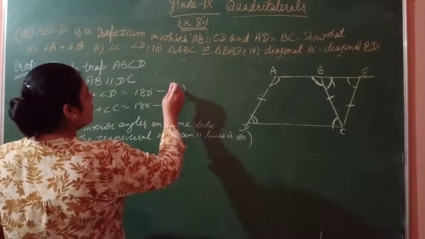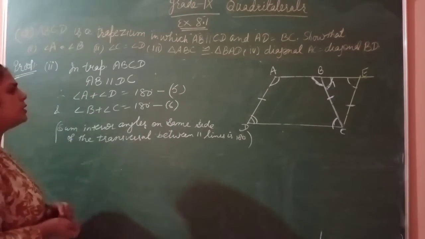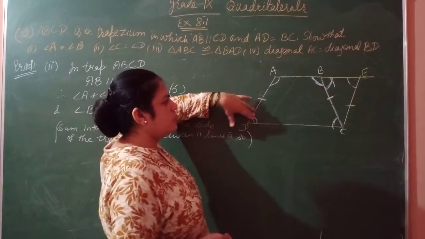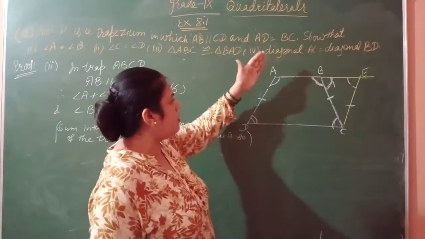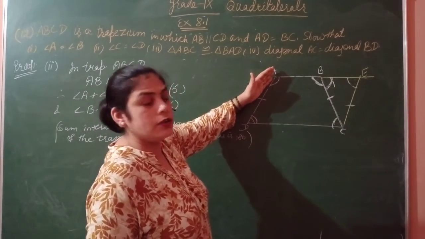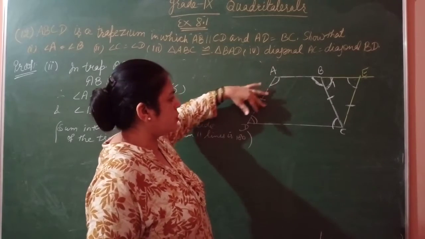So from 5th and 6th, what do you observe? A and D, their sum is 180, B and C, their sum is 180, because they are angles on the same side of the transversal.